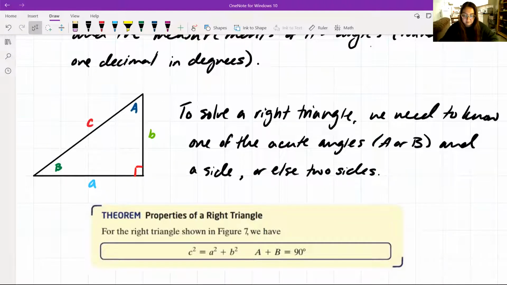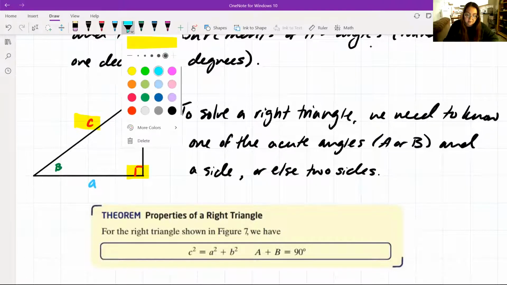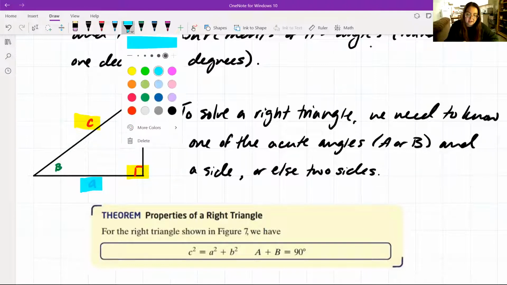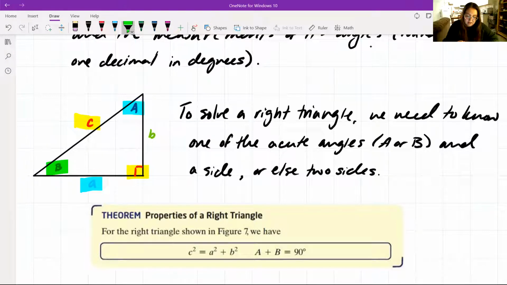So in our triangle labeled here, we see we have our triangle, we have our 90-degree angle and our hypotenuse, we have our side length A and our angle A, and then we have our angle B and our side length B.